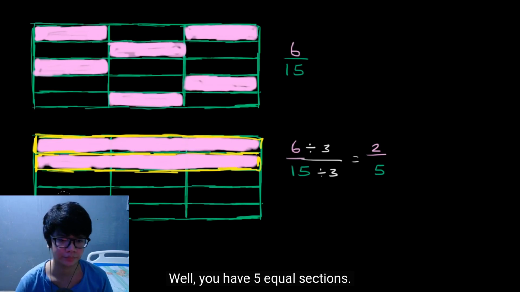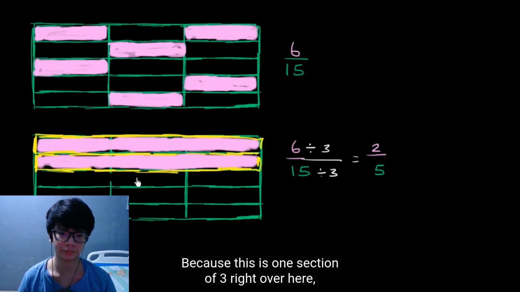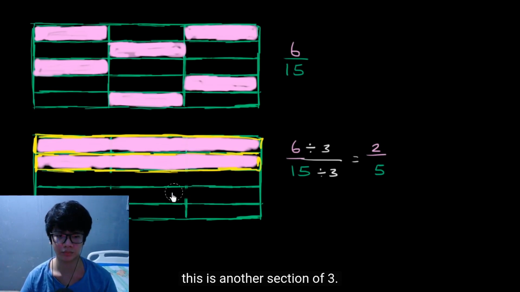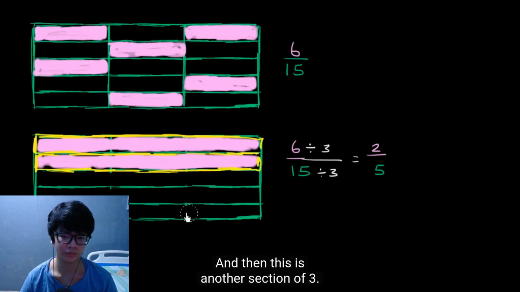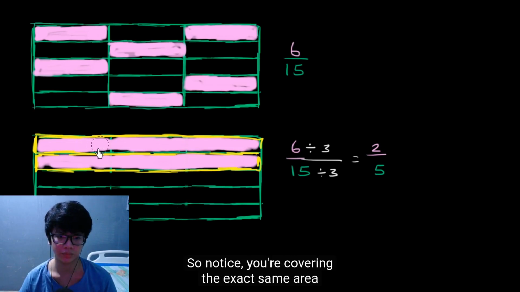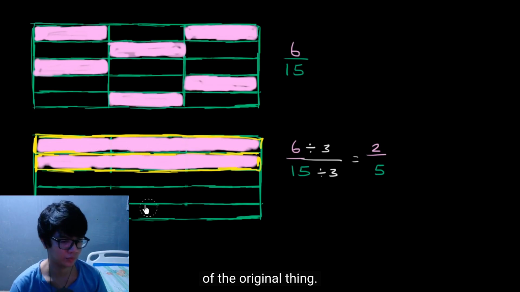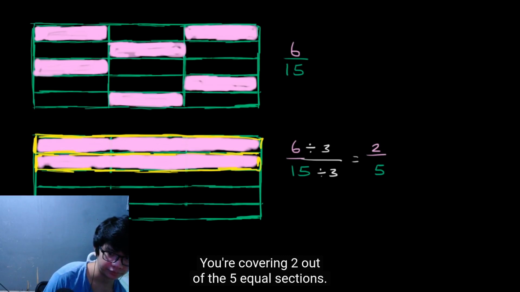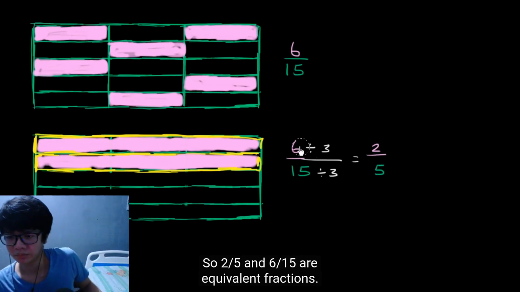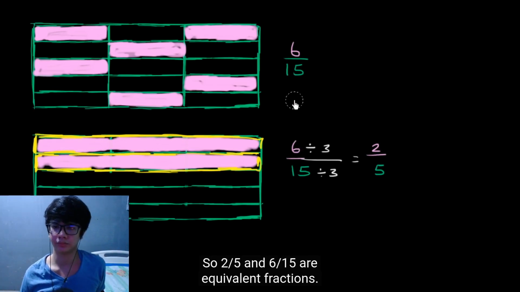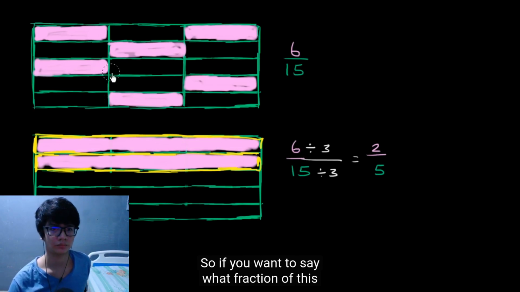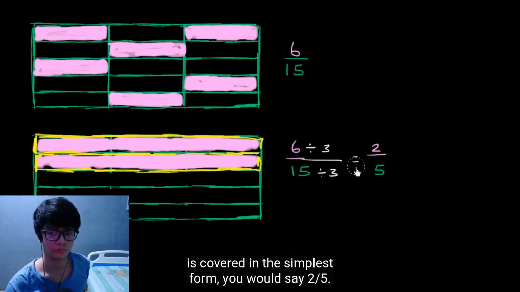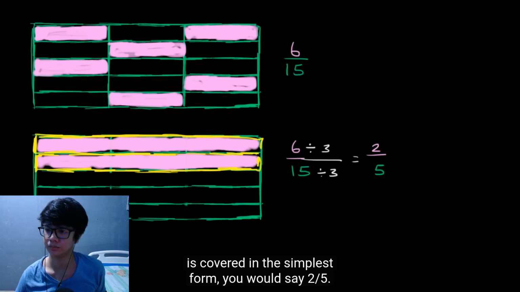Because this is one section of 3 right over here. This is another section of 3. And then this is another section. This is another section of 3. So notice you're covering the exact same area of the original thing. You're covering 2 out of the 5 equal sections. So 2/5 and 6/15 are equivalent fractions. So if you want to say what fraction of this is covered in the simplest form, you would say 2/5.